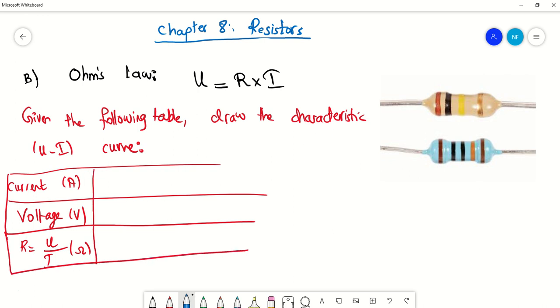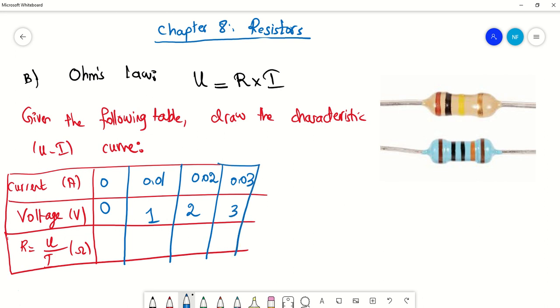The first point he gave me here is 0 and 0, then 0.01 and 1, third 0.02 and 2, fourth 0.03 and 3, and the last one, 0.04 and 4. First of all, he asked me to draw the characteristic UI curve. Teacher, when I'm asked to draw the characteristic UI curve, I'm asked to draw the graph of the variation of the current as a function of voltage. But in physics, we call it the characteristic UI curve.